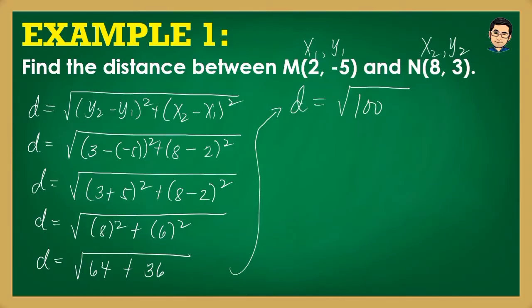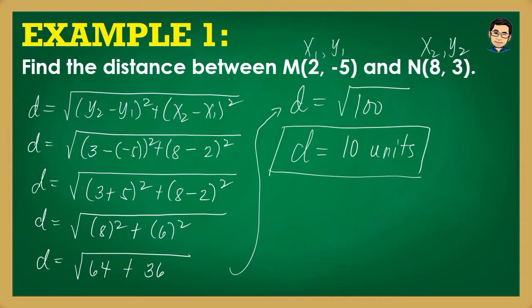So, yung last step na gagawin natin, we will get the square root of 100. So, 100 is a perfect square. So, d is equal to 10 units. This means that the distance between M and N is 10 units.